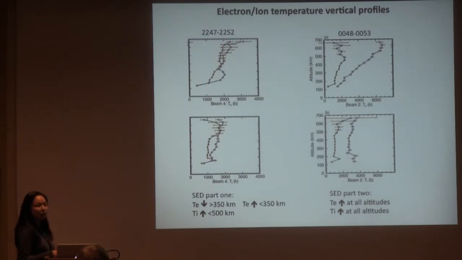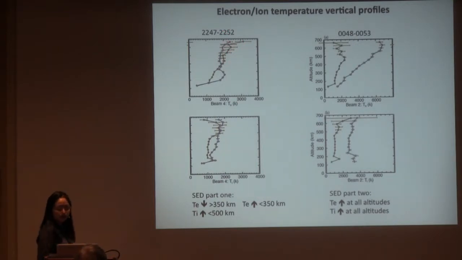This is because if we don't have additional heat sources, the reduced electron density in the lower F region can increase the energy for each electron, and it's opposite in the upper F region there.